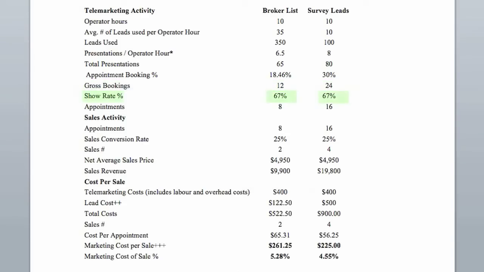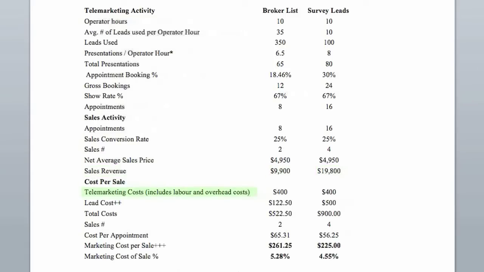Looking at the same show rates, 2/3 of the people will actually turn into appointments. What you're going to see is that we're going to deliver double the appointments from a survey lead as opposed to a broker's list. So in terms of sales activity, we've got 8 appointments from the broker's list, and double that, 16 appointments, from the survey leads. Even if we have the same conversion rate, 25% close on each, by virtue of having more appointments at the same close rate, we get 2 sales for the broker's list and 4 for the survey leads. Again, assuming that the average net sales price was the same at just under $5,000, we see that the sales revenue driven is double for the survey leads as opposed to the broker's lists.